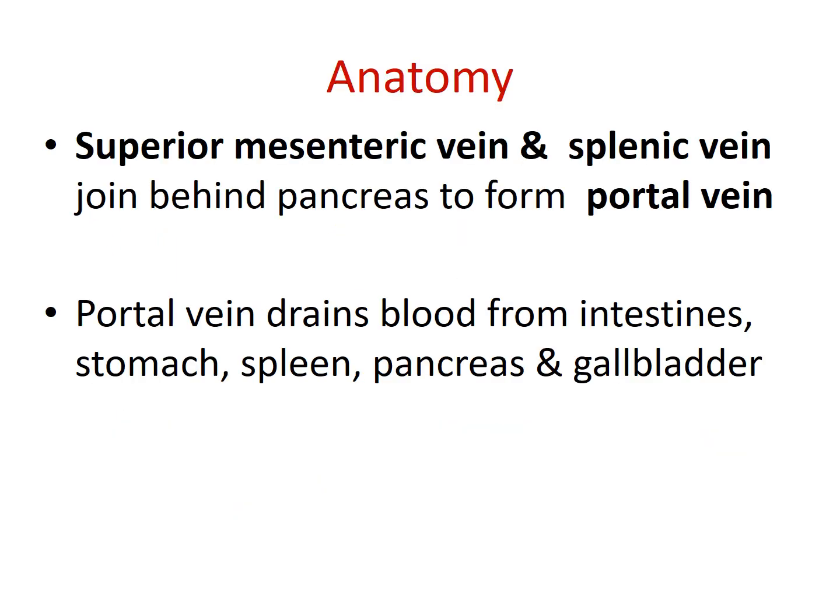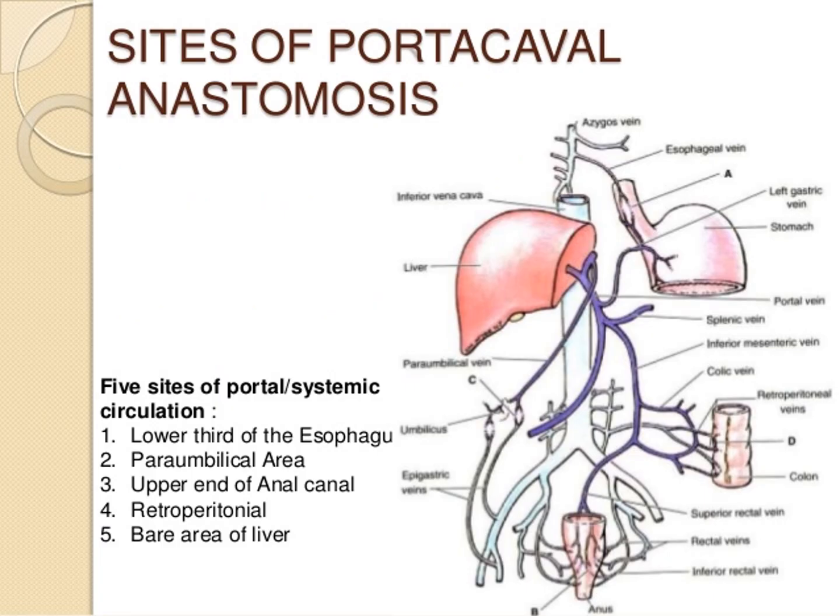Now come to the anatomy of the portal vein, or a few important things about the anatomy regarding portal hypertension. The portal vein is formed by the superior mesenteric vein and splenic vein, which join behind the pancreas to form the portal vein. And this portal vein is draining the intestines, stomach, spleen, pancreas and gallbladder.